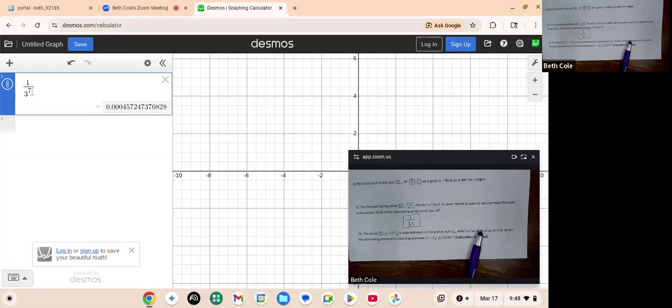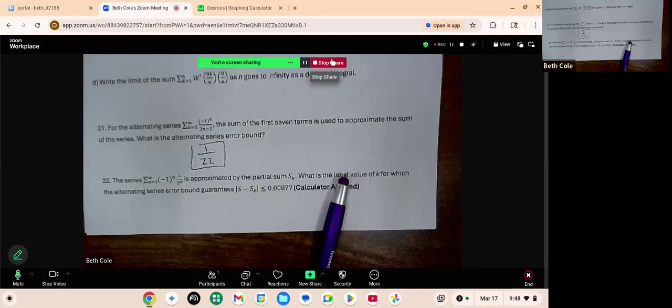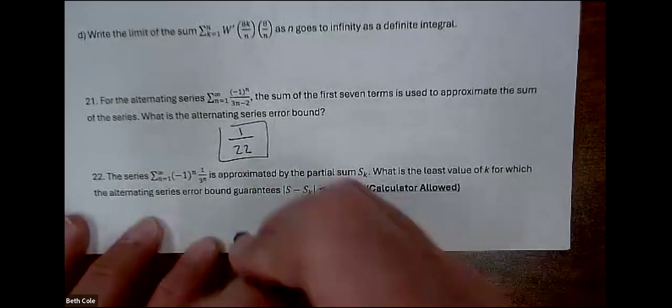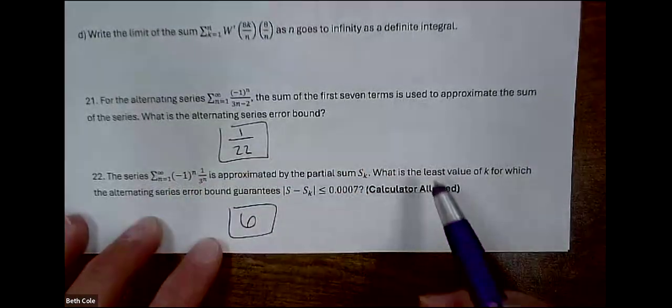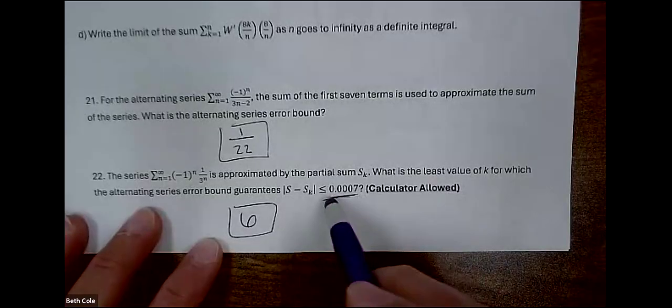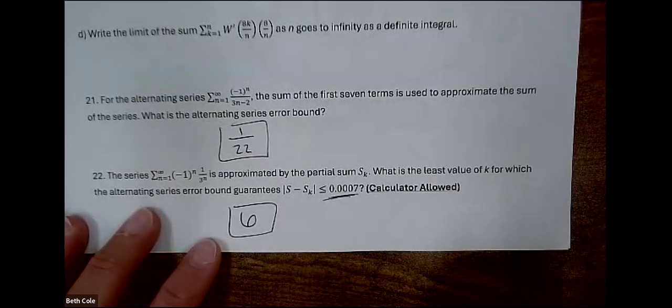Now here's the thing. That's the 7th term. So that means we want to add up the first 6 terms. This is the n plus 1th, it's the next term. So the answer to the question is 6. We want to add up 6 terms because the 7th one gives us an error smaller than that.